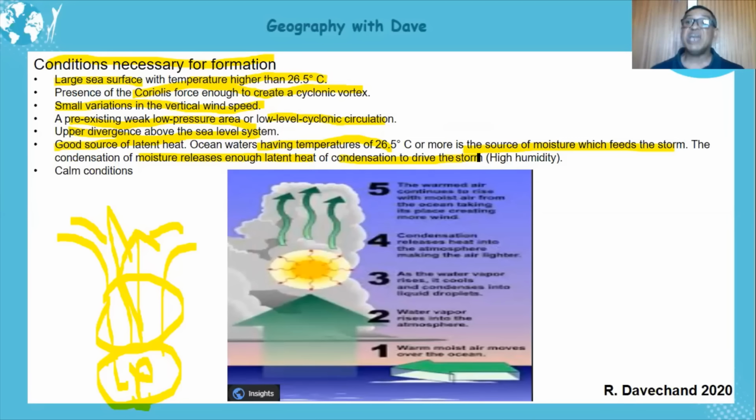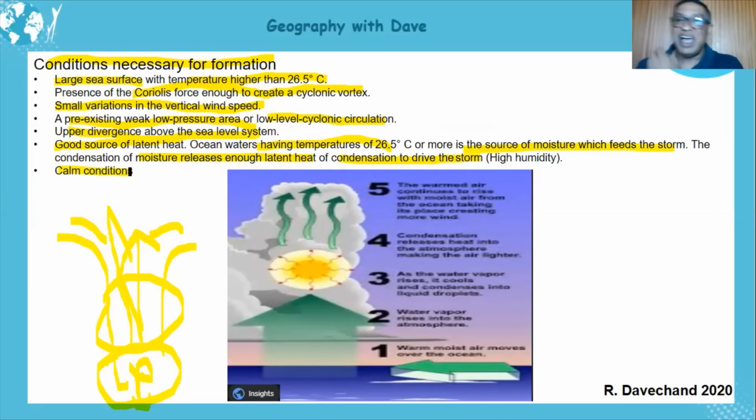All right. And of course, we need calm conditions, learners, because if it's not calm, you understand, in terms of your horizontal, etc., it's going to mix the air. And it's going to disrupt that vortex from intensifying, because air will mix.